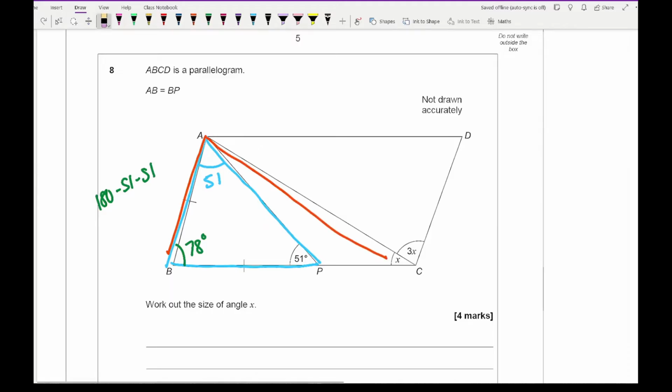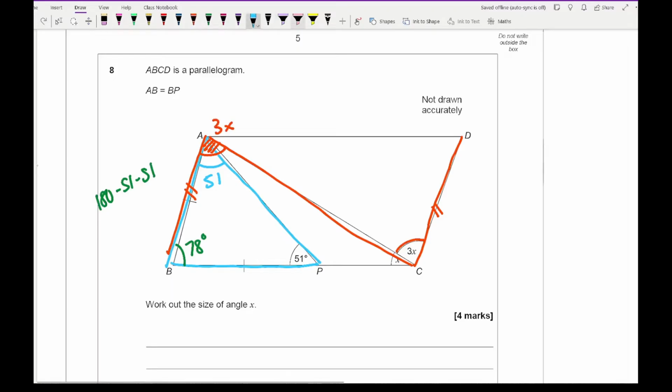Now that is a really bad line for me to draw. But what you should be able to note is that as this line is parallel to this line, we then have an alternate angle. So all of this angle here must be the same as this angle here. So this angle here equals 3x.